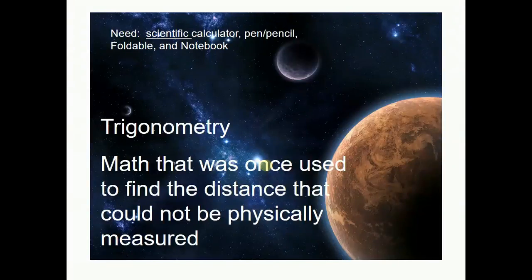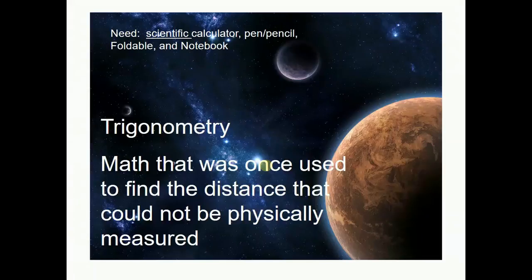So today we're going to talk about trigonometry. What you're going to want to have on you is a scientific calculator. It can't be a normal calculator, it has to be scientific. Also a pen or pencil, the foldable that I gave you in class, the purple one, and your notebooks. We're going to take an example outside of the foldable.